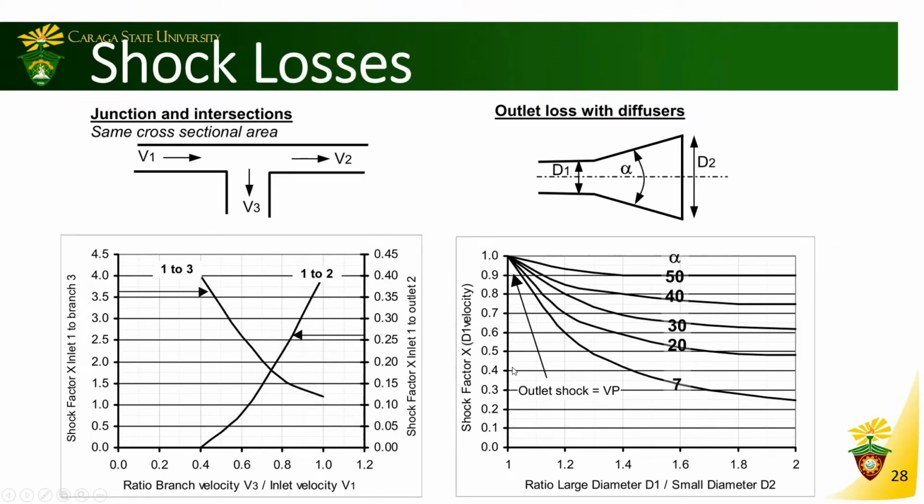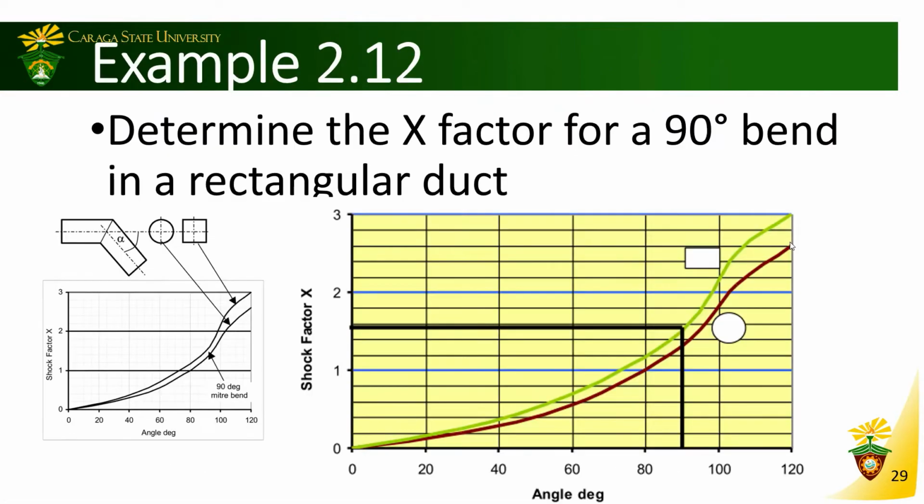Also for junctions and intersections, and outlet loss with diffusers. Different angles for the diffusers will have differing values for shock loss factors also. Okay, so we have an example.